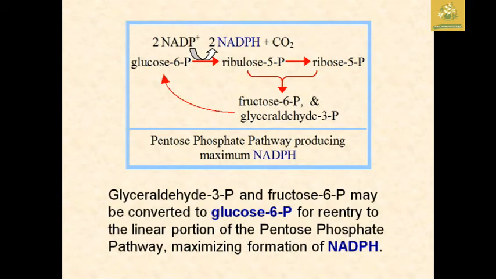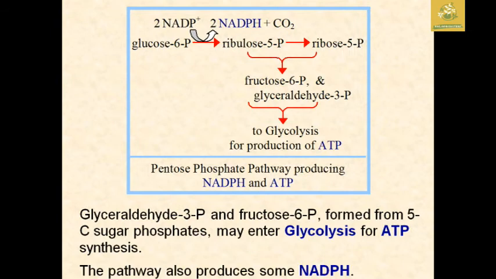And while seeing the other things, those ribose 5-phosphate and ribulose 5-phosphate are used to produce fructose 6-phosphate and glyceraldehyde 3-phosphate with the maximum conversion of NADPH, where the maximum formation occurs, and the pentose phosphate pathway produces NADPH, and ATP is used for glycolysis for the production of ATP in this process.